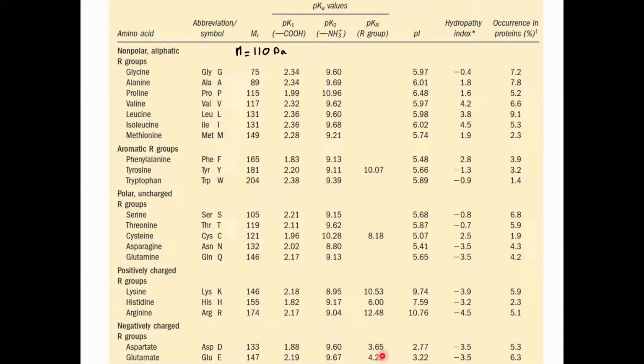Aspartate and glutamate. Okay, the 7 here. So the 7 amino acid side chains change according to the pH and can have several different charges. So you also have the PI, the isoelectric point. We will see how to measure it. And also you have the hydropathy index.